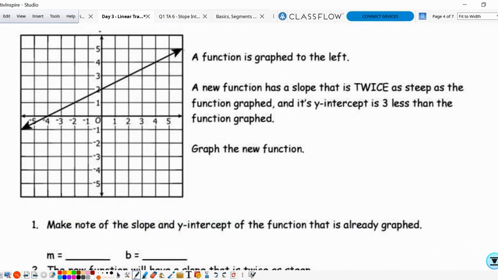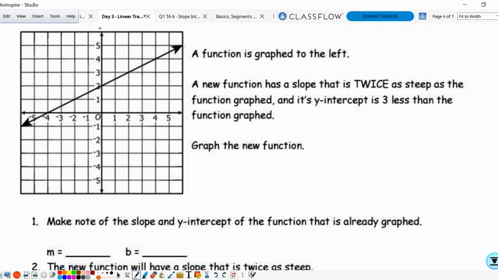Next example, it says a function is graphed to the left. A new function has a slope that is twice as steep as the function graphed, and its y-intercept is 3 less than the function graphed. Graph the new one. So let's go ahead and take a look and see what our original function is and what its slope is and the y-intercept.